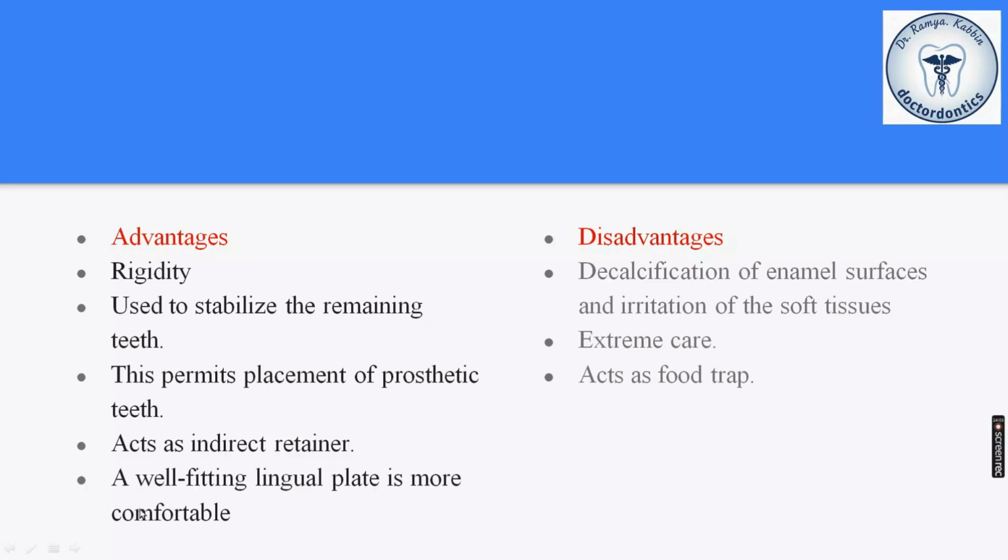What are the disadvantages? It can lead to decalcification of the enamel surface because it is covering the whole lingual surface. It is going under function daily. It is scraping the lingual surfaces. It is damaging to the enamel surface and it leads to irritation of the soft tissue because it is covering more area. And extreme care should be taken because maintenance of oral hygiene is so much more difficult when you're using the lingual plate. Then it acts as a trap for food debris.